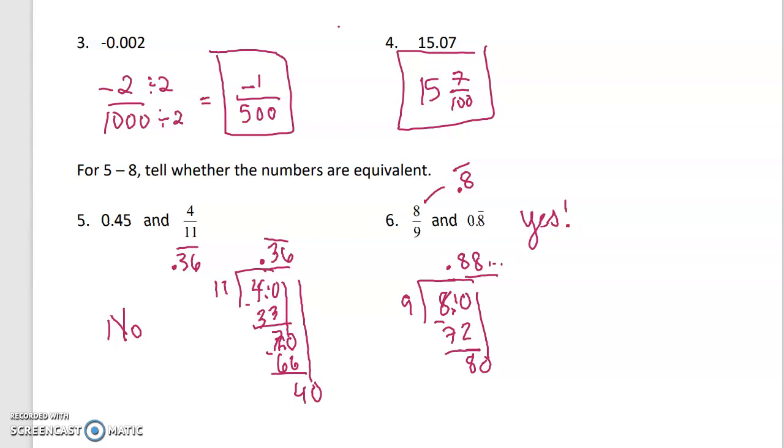For the second one, though, we actually, surprise, have another repeating decimal. Didn't plan that exactly. So 8/9 is 0.8 repeating. And so, yes, those are equivalent numbers. Again, I'm just dividing 8 by 9, and I notice that I have a repeating pattern there.